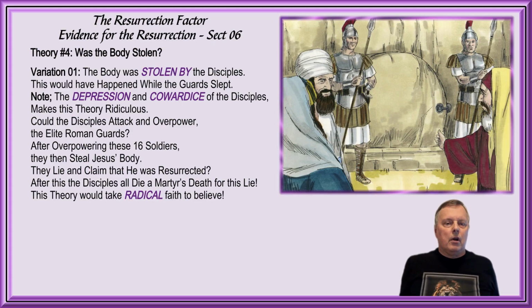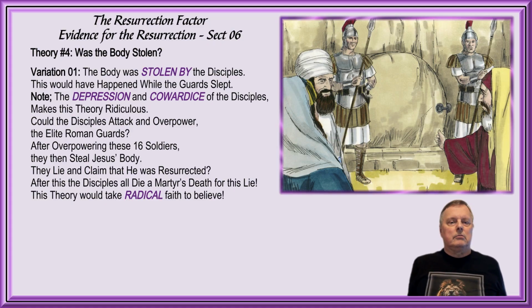Theory number 4, was the body stolen? Variation 1. The body was stolen by the disciples. This would have happened while the guards slept. Note, the depression and cowardice of the disciples makes this theory ridiculous.